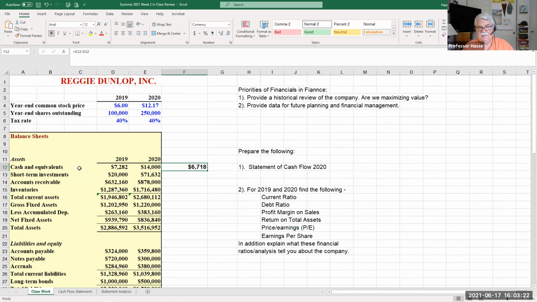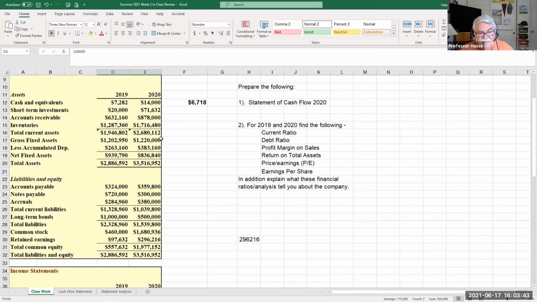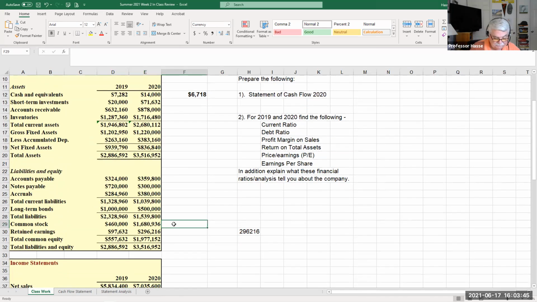Some other information about this company. Their year-end stock price was $12.17 a share. Their outstanding shares at the end of 2020 were 250,000 shares, excuse me. They started out with 100,000. That means they issued 150,000 more shares of stock. And you can see that down here in common stock.